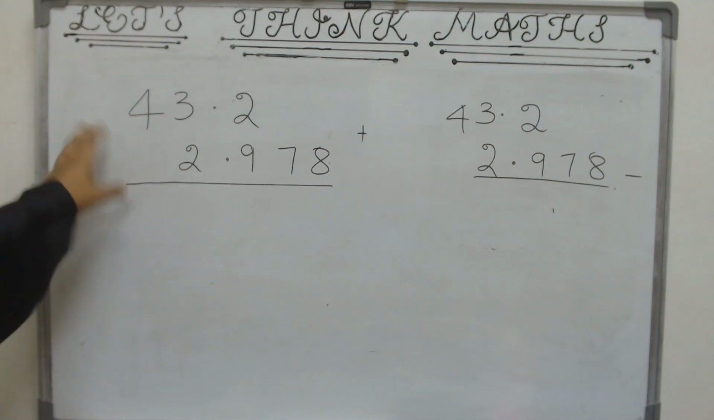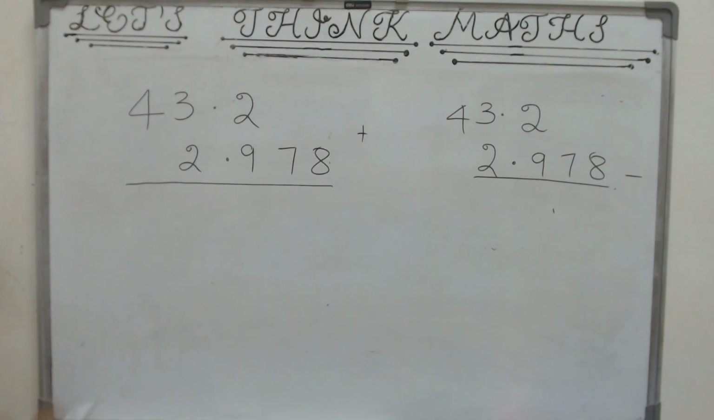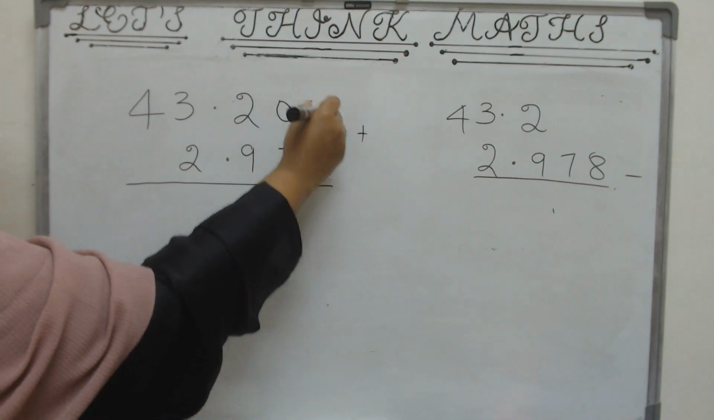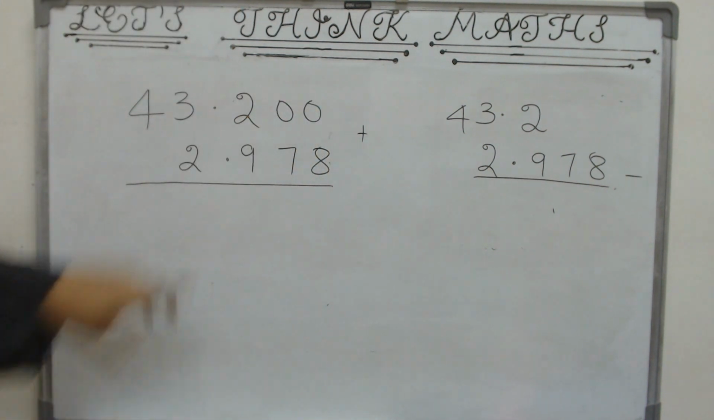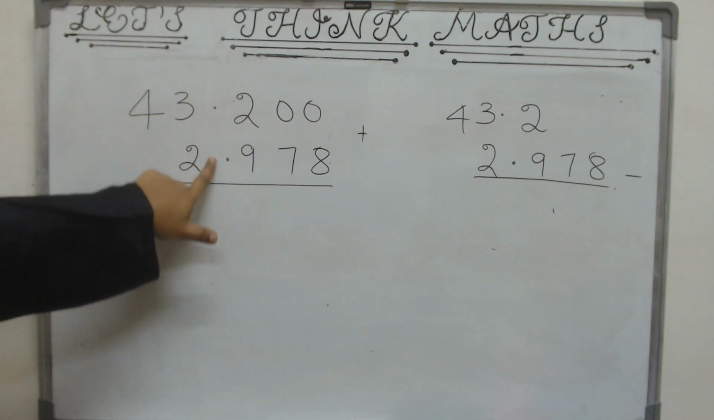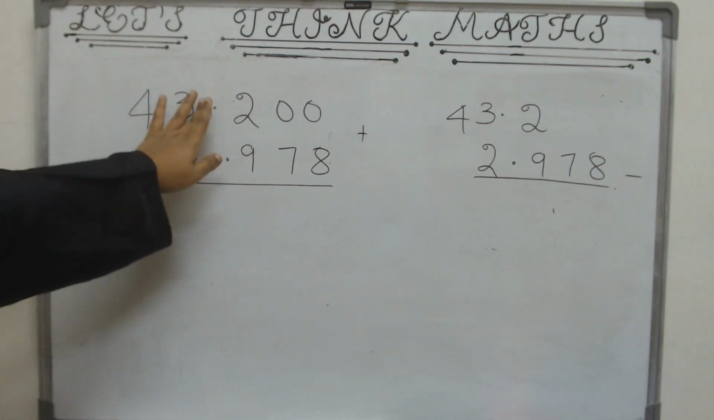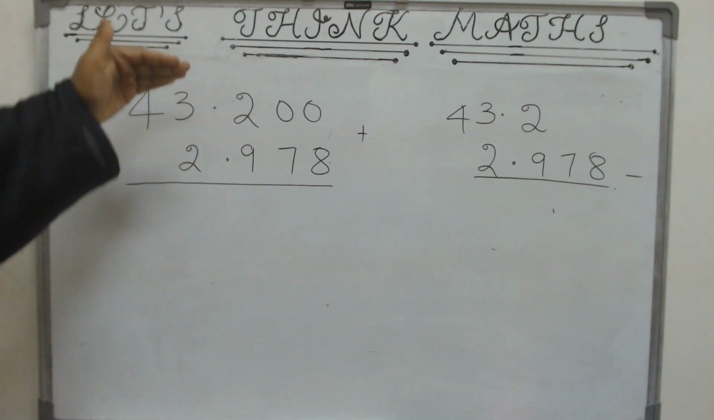Now you can see these are unlike decimals. So first make them into like decimals. Then place them in such a way that the decimal points coincide with one another, in such a way that the decimal points come one below the other.